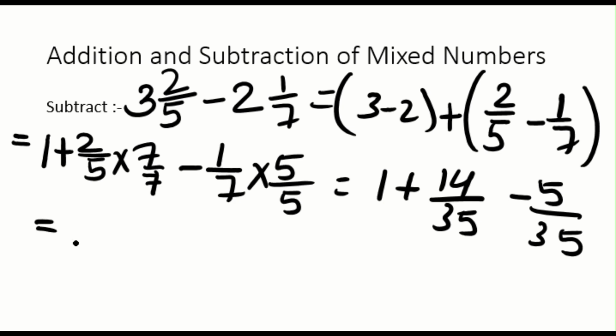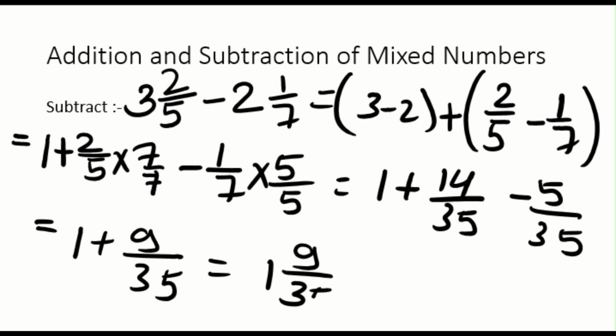Therefore, we're going to write 1 plus 9 upon 35. That is 1 9 upon 35. See, it is the number which is not divisible by any number. Both the numbers are not divisible by the same number, so we are keeping it the same as it is.